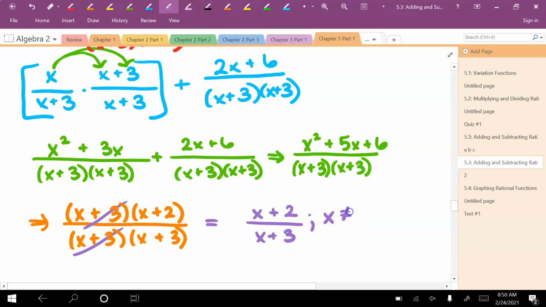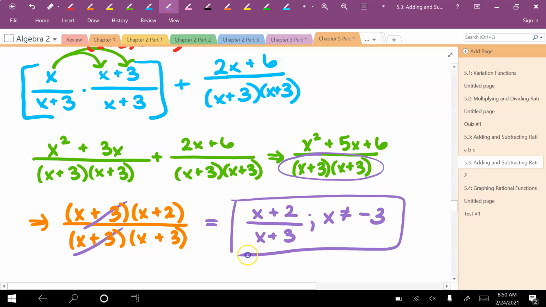What values can x not equal? Good, just -3 for this one, because the denominator originally was x plus 3, x plus 3. It's the same thing twice. So if I put a -3 in for either one, or both, I'm going to get 0 in the denominator. Okay, let's turn the page over here.